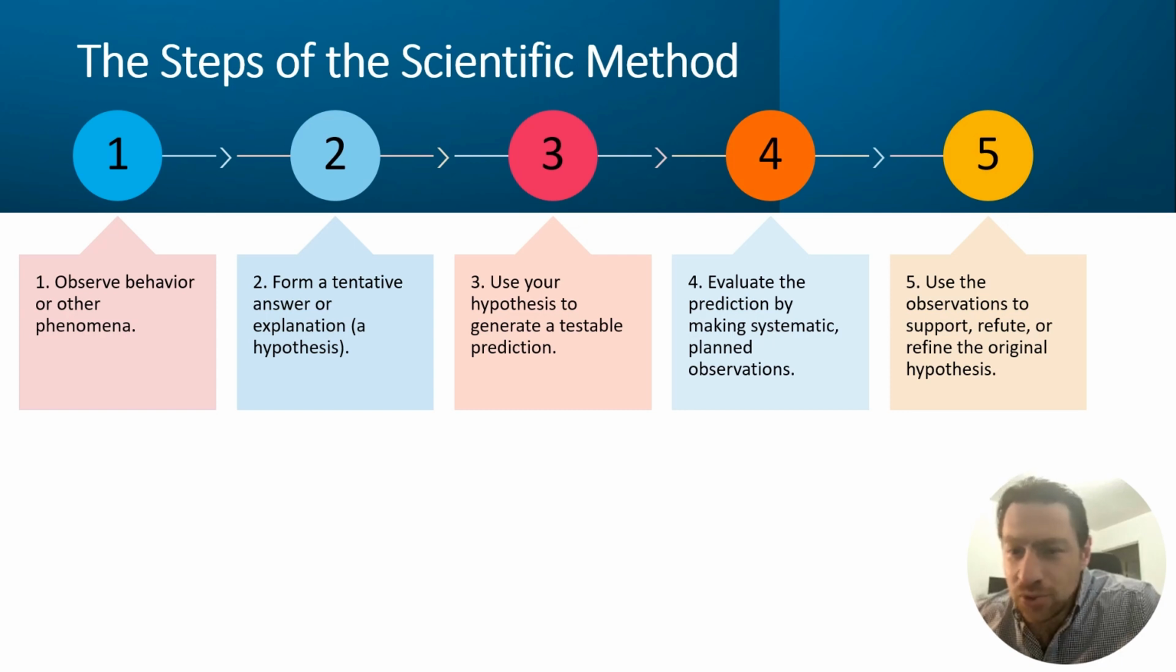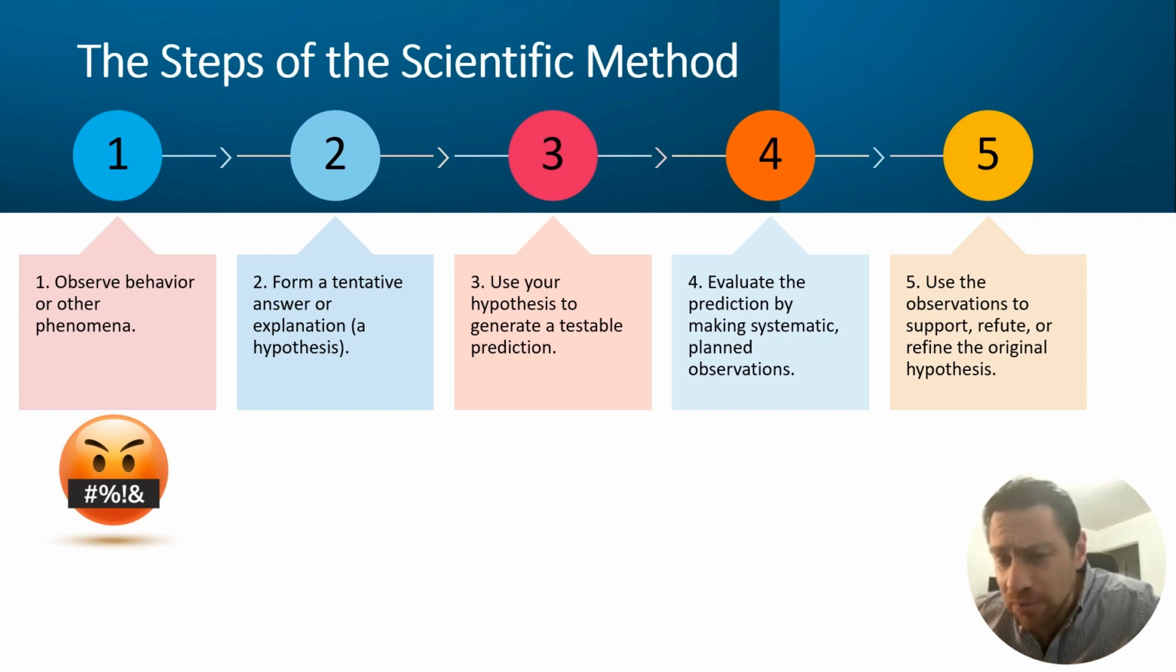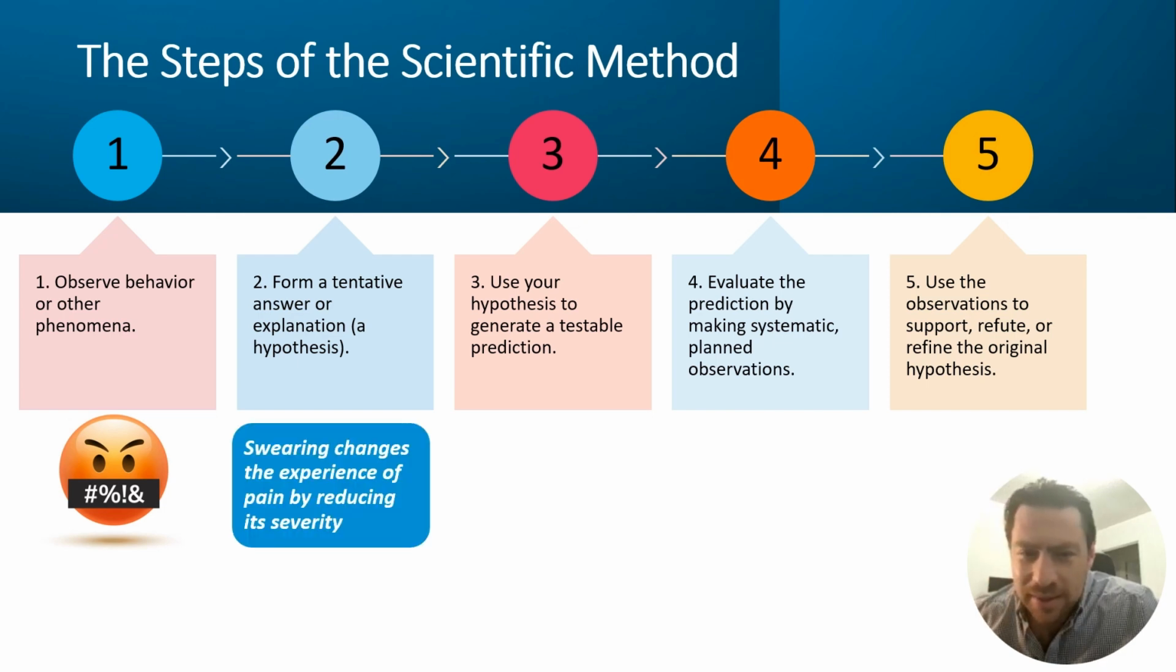All right, so just to recap our 5 steps of the scientific method. Again, step 1 is observe behavior. We observed that people often use profanity, and profanity is more likely to occur in some situations over others. Step 2 is to form a tentative answer, also called a hypothesis. And our hypothesis was that swearing changes the experience of pain by reducing its severity.